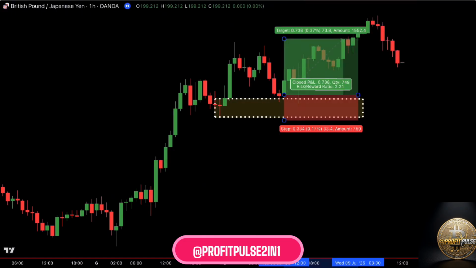As you can see, price reacts strongly from the order block, buyers take control, and the market rallies higher, eventually reaching our profit target and delivering an excellent reward to risk ratio.